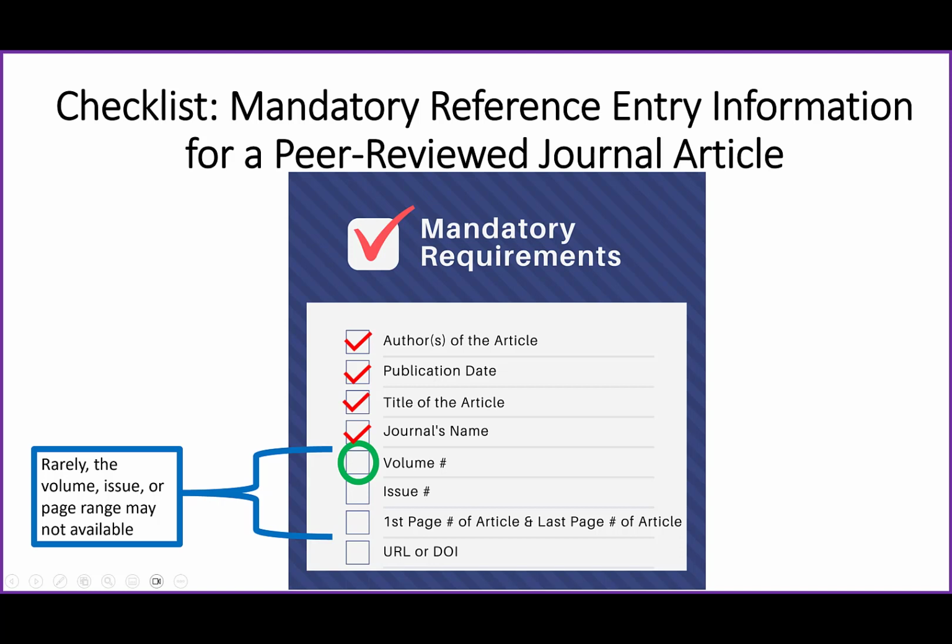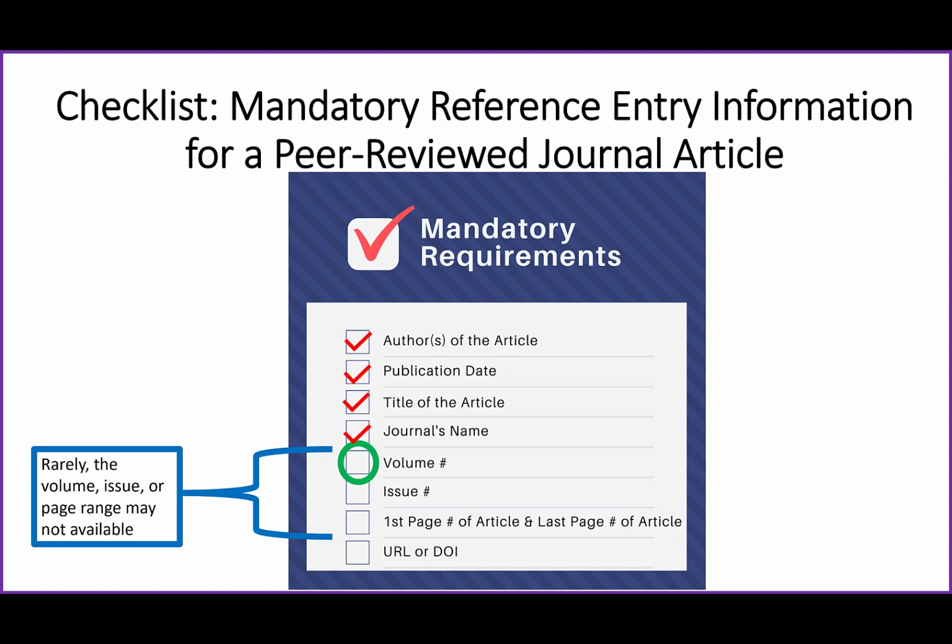The next part of the mandatory reference entry information can be complex. The volume number, the issue number, as well as the first page of the article, as well as the last page of the article, are required for a typical peer-reviewed journal article reference entry. However, rarely, but sometimes, a journal article may not have a volume number or an issue number, or if you have accessed an online version of an article, it may not have any page numbers at all. If this is the case, merely omit this information and go to the next item on the checklist.